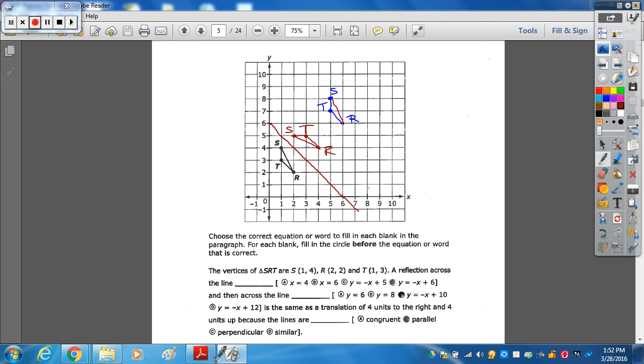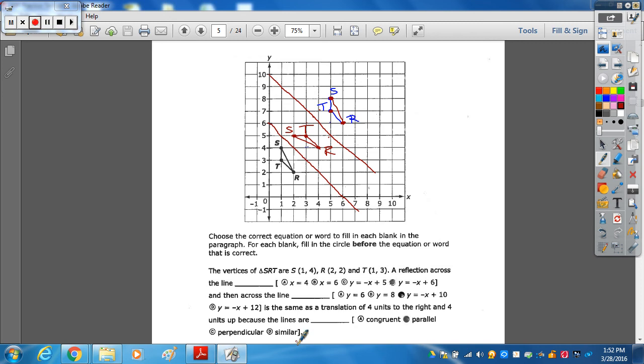Okay, and then from there we have plus 10 and negative x. Okay, 1 and 1, we see T is in the same location. 1 and a half, 1, S is in the same location. 1 and 1, R is in the same location. So again, that's why those two are going to be the correct answers there.